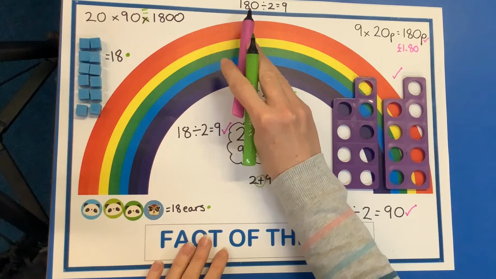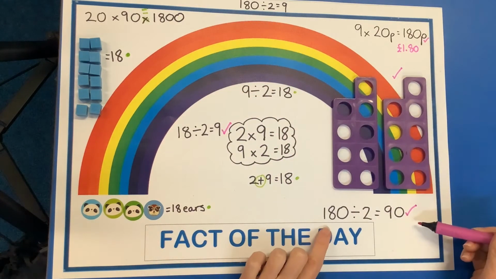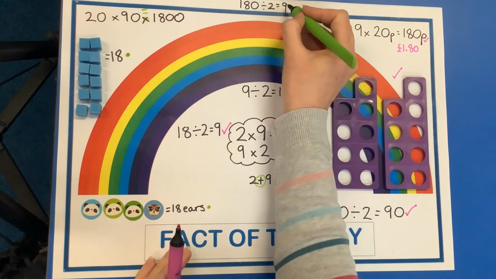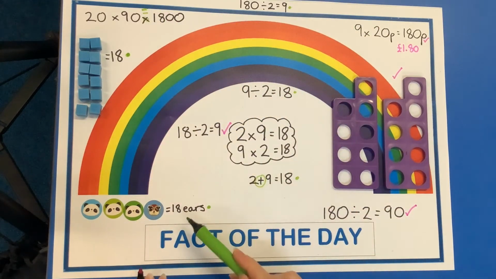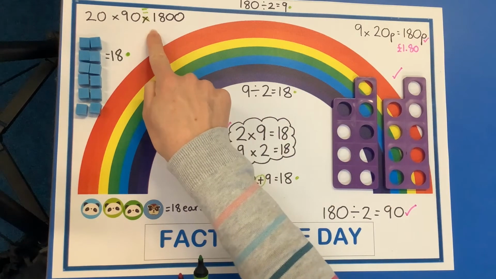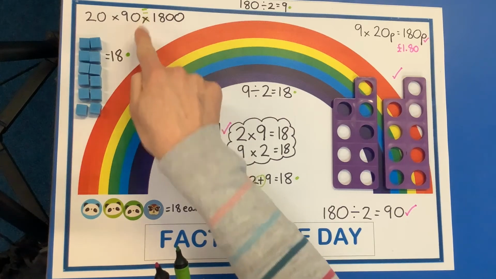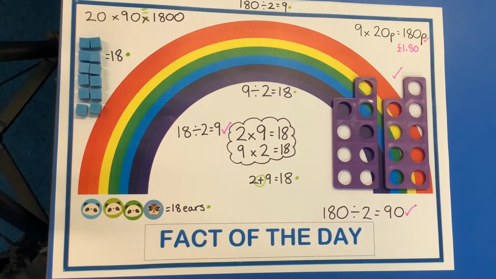And then finally, 180 divided by 2 equals 9. So I've worked out that 180 divided by 2 is 90. So this one cannot be right. So actually, I've got 1, 2, 3, 4, 5, 6 fibs. And how many truths? 1, 2, 3, 4. But don't worry if you mark that as a truth, because it should have been, but I just got the symbol a little bit wrong, which shows you everybody makes mistakes. Remember, you don't have to write this one down. This is just to talk about and think about.